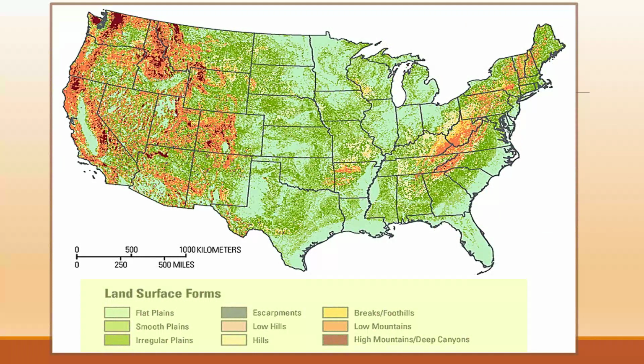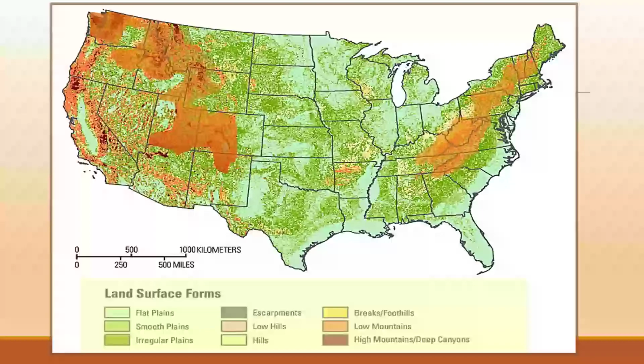The United States has a rather diverse geography, so you can find elements of this from east to west. You'll notice here we have some flat plains along the eastern seaboard near the Atlantic Ocean. As you head westward, you have those low hills and breaks of the Appalachians. And as you head west, you have those high mountains and deep canyons of the Rocky Mountains.